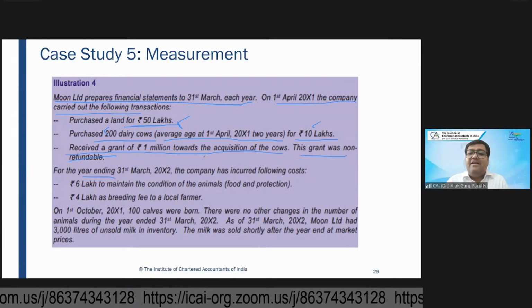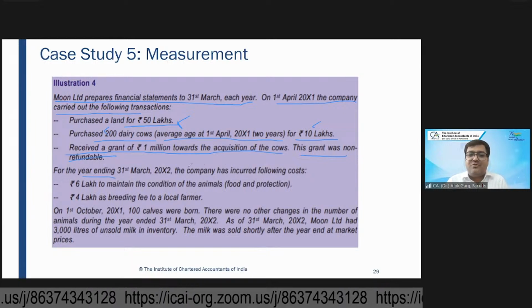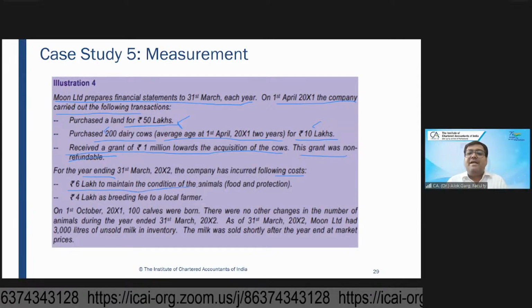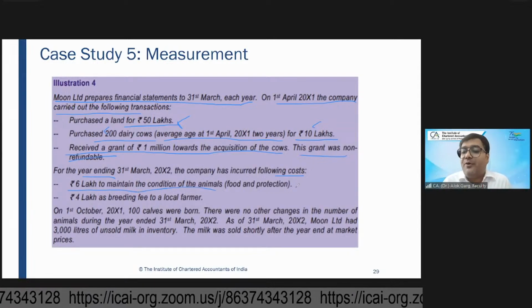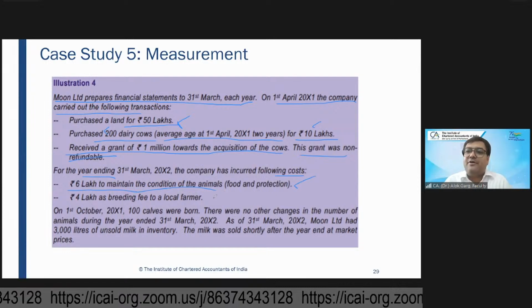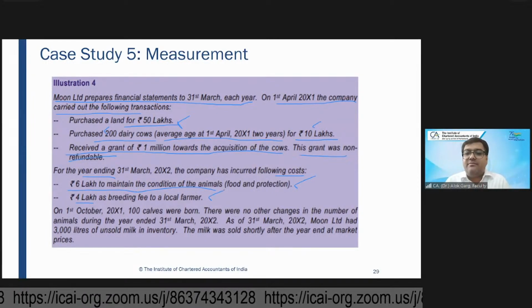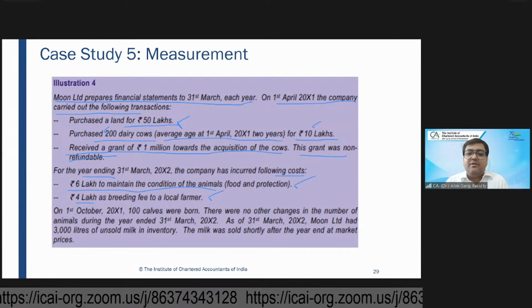For the year ending 31st March 20x2, the company has incurred the following cost. 6 lakh rupees to maintain the condition of the animal, food and protection. It is an expense debited to P&L. 4 lakh rupees as a breeding fee to a local farmer. It is an expense to P&L.